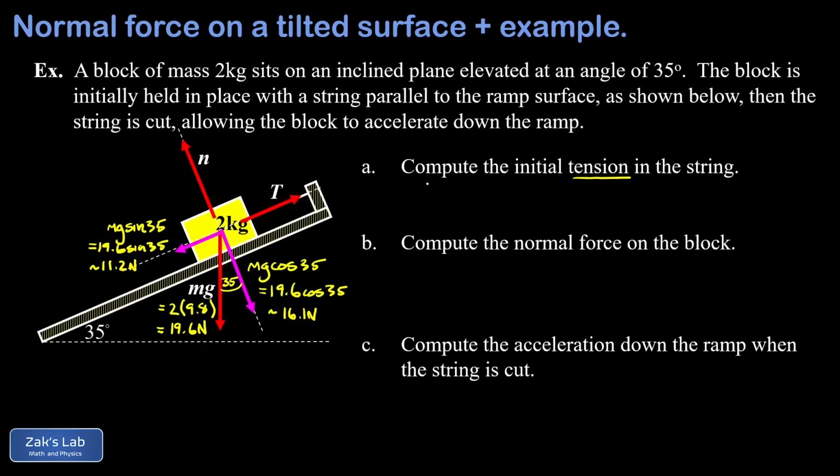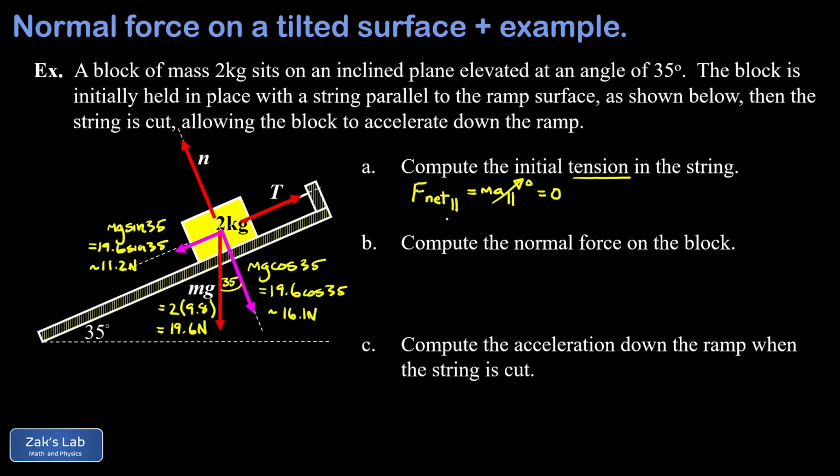But if we want to get a little more formal with it, what we're looking at is F net along the parallel axis. So I'll write it as F net parallel. That's equal to m a in the parallel direction, and the acceleration is 0 because this block is stationary. So that means the sum of the parallel forces is going to vanish. Now up the ramp, we'll call that positive, and down the ramp, we'll call that negative.